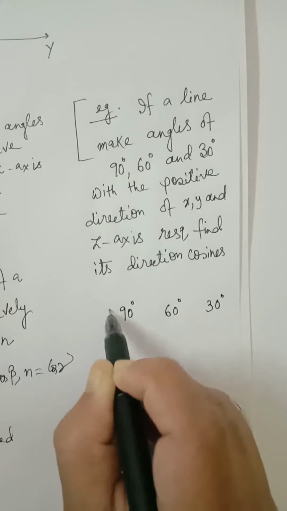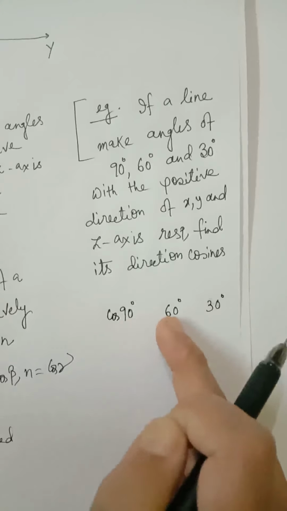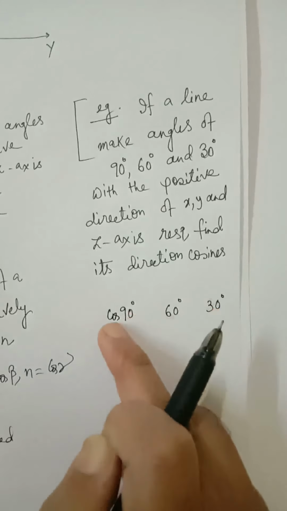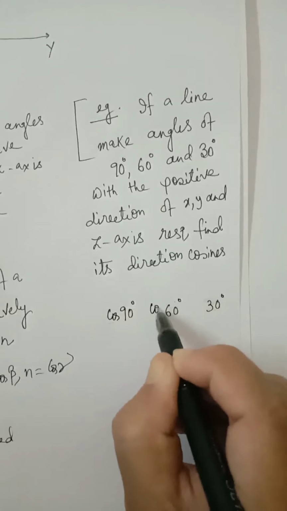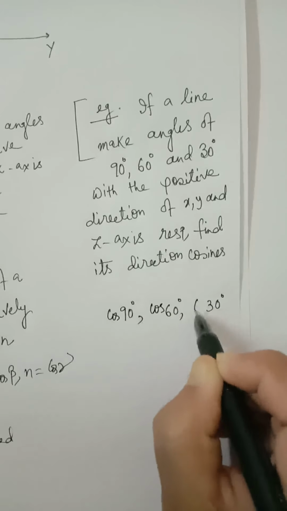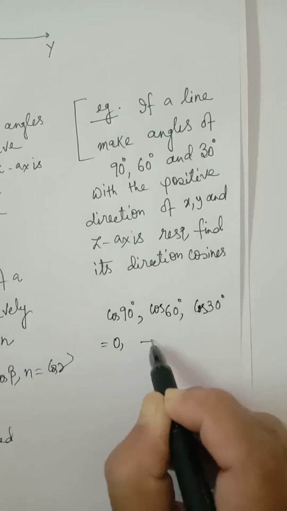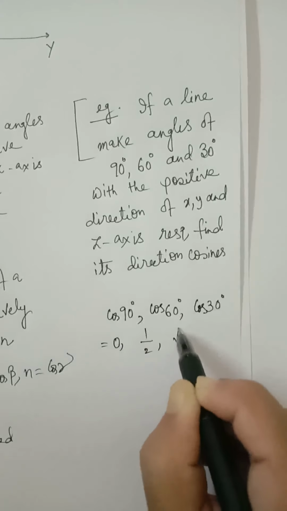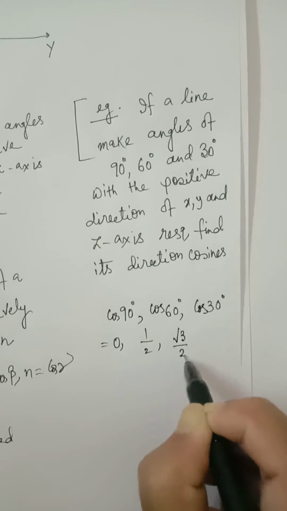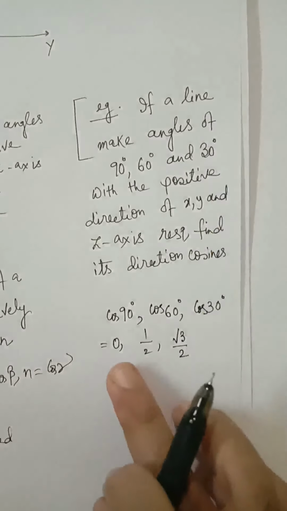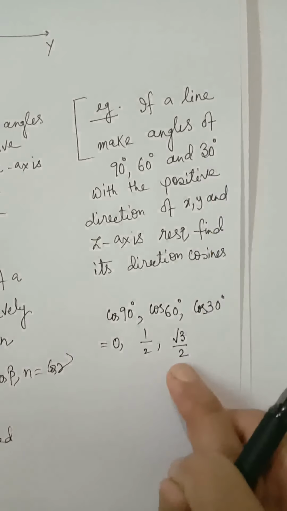If we take cosine of the direction angles, we will get the direction cosines of the straight line. Cos 90 is 0, cos 60 is half and cos 30 degrees is root 3 by 2. So direction cosines of this straight line are 0, half and root 3 by 2.